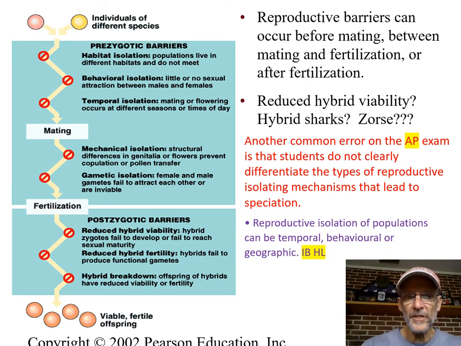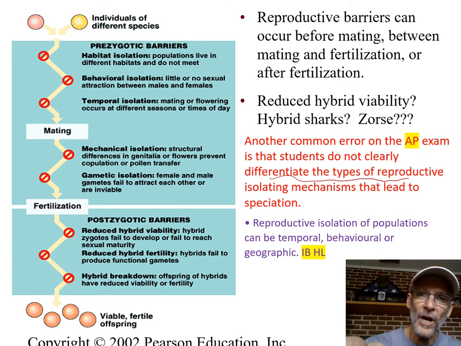We've been looking at speciation on the last slides, and it requires reproductive isolation, right? That means members in a population can't mix their genes with other members of the same species for one of a number of different reasons, right? And here we see on the AP exam, the test makers say that this is a common mistake to differentiate the types of reproductive isolation.